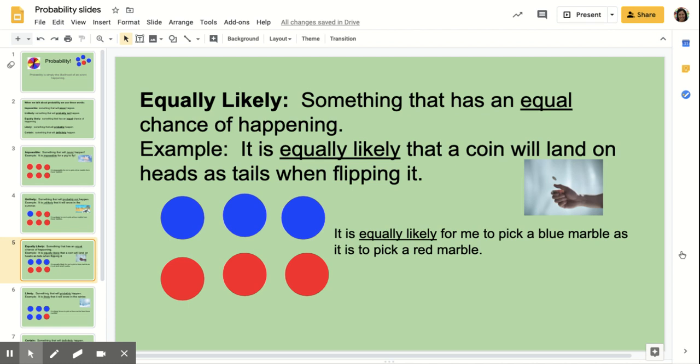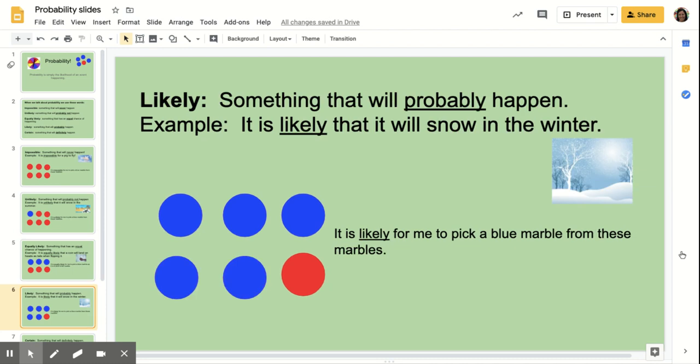If something is equally likely, it has an equal chance of happening. So, an example we could use is flipping a coin. It is equally likely if you flip a coin that it will land on heads as it will tails when you flip it. So, if you look here, I have 3 blue and 3 red. If I put these in a bag and pretended they're marbles and pulled them out, it is equally likely for me to pick a blue marble as it is to pick a red marble.